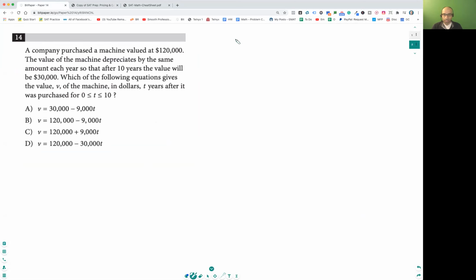All right, so try to solve this in less than a minute. This is pure linear equations.